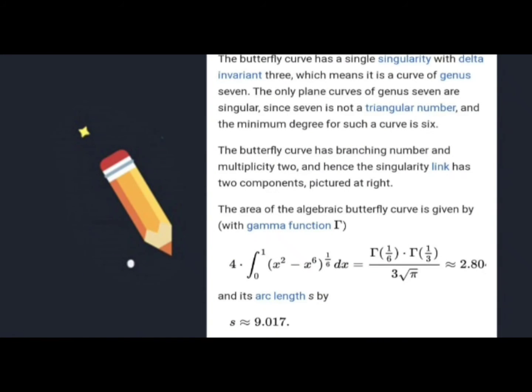The butterfly curve has a single singularity with delta invariant 3, which means it is a curve of genus 7. The only plane curves of genus 7 are singular, since 7 is not a triangular number and the minimum degree for such a curve is 6. The area of the algebraic butterfly curve is given by the following equation, and its arc length is represented by the letter S, where S is approximately equal to 9.017.